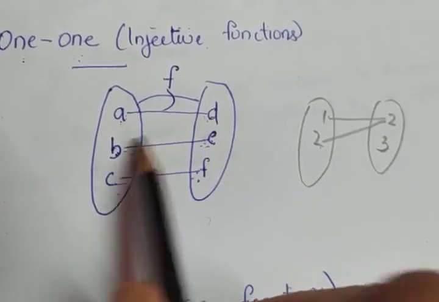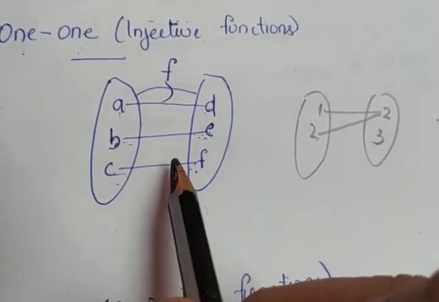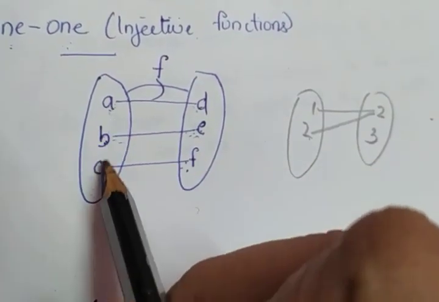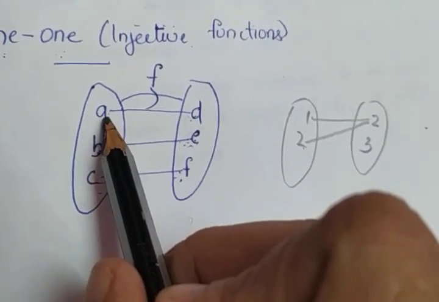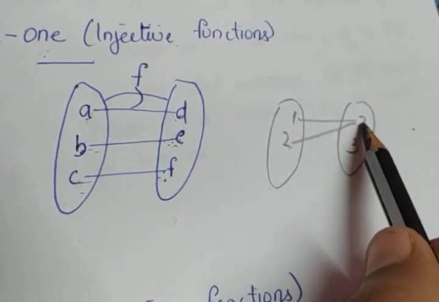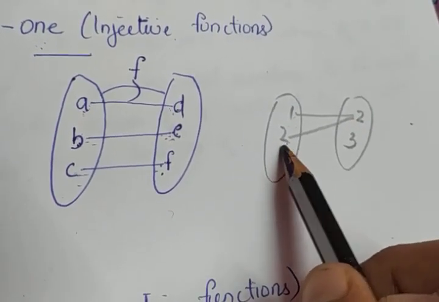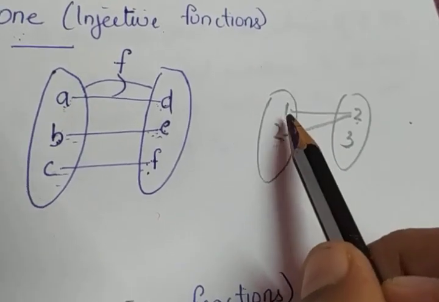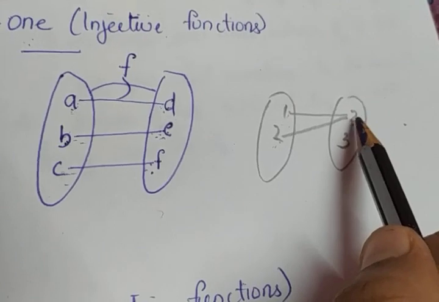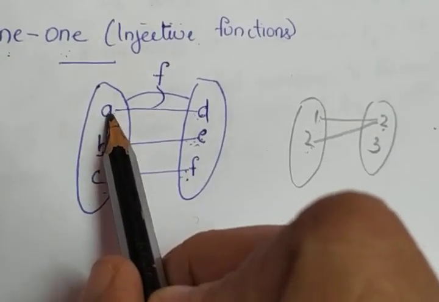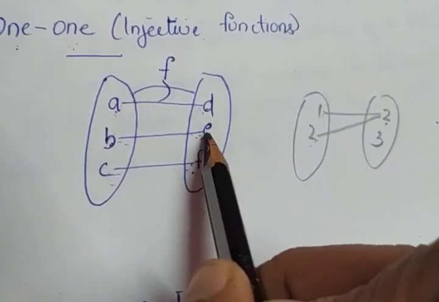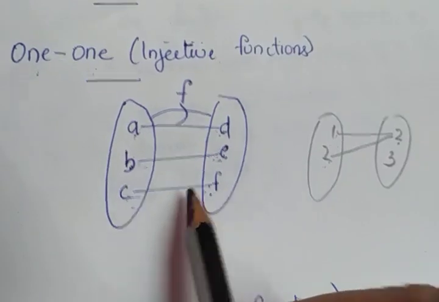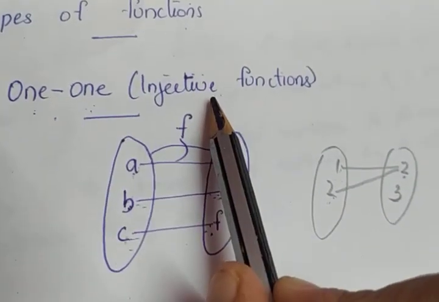So for the relation to be 1-1, for each element, the image must be different from each other. For the relation to be a function, each and every element in the first set must possess only a unique image. So this is a function because 1 is having only one image 2, and element 2 is also having only one image 2. But it is not a 1-1 function, because 1 and 2 both have the same image 2. In this case A has the image D, B has a different image E, C has a different image F. So it is a 1-1 correspondence, and this type of function is called a 1-1 function, otherwise injective function.